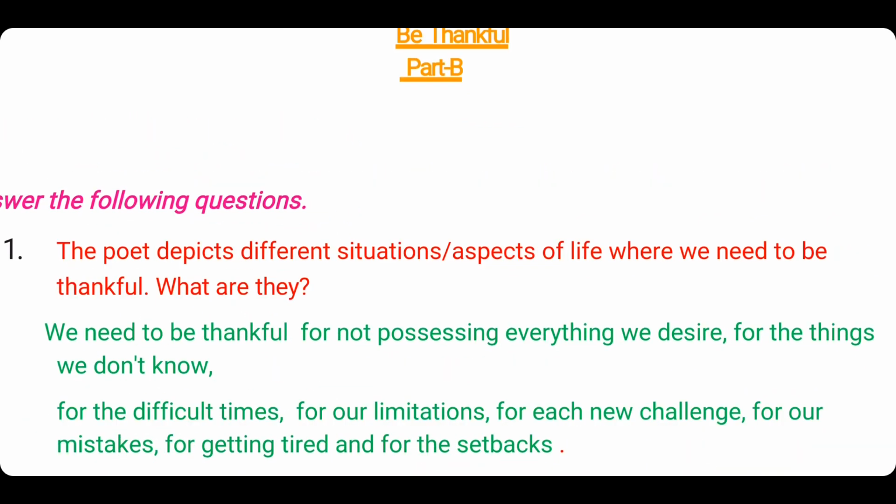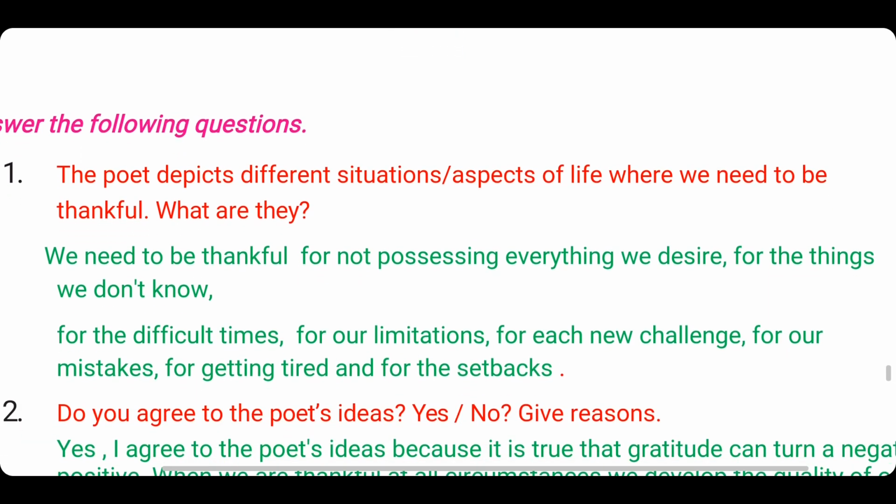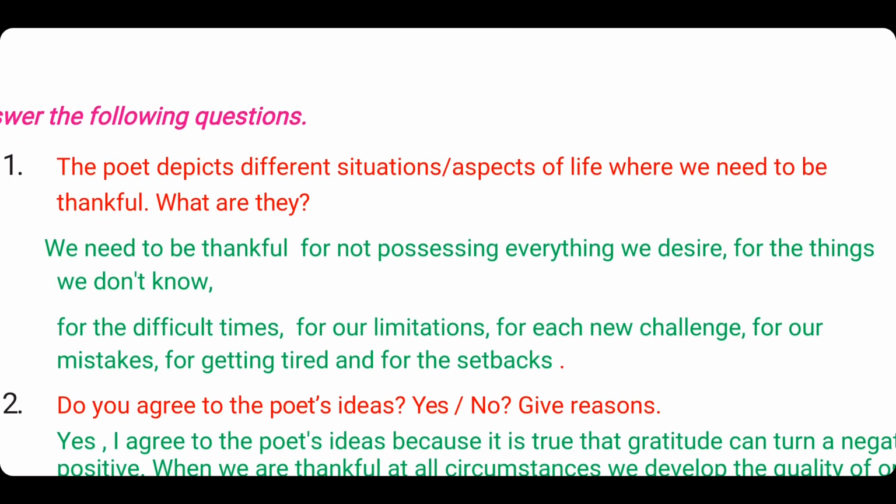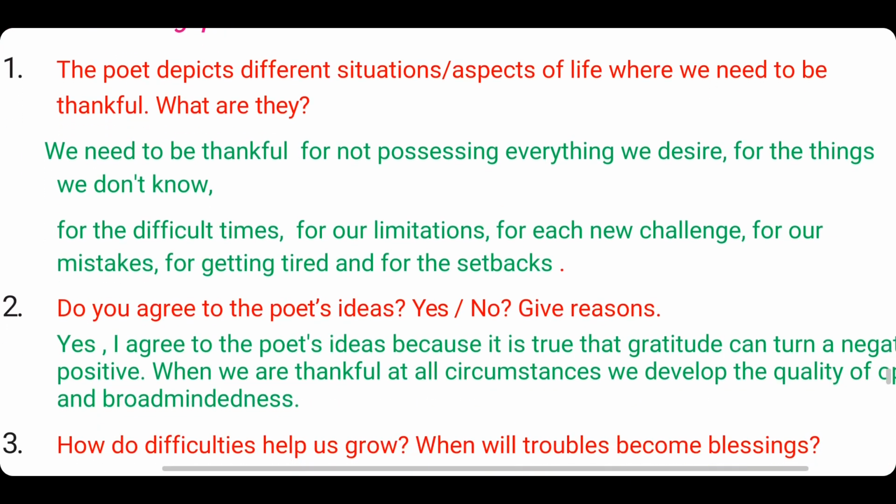Answer the following questions. The first one. The poet depicts different situations or aspects of life where we need to be thankful. What are they? We need to be thankful for not possessing everything we desire, for the things we do not know, for the difficult times, for our limitations, for each new challenge, for our mistakes, for getting tired, and for all the setbacks.